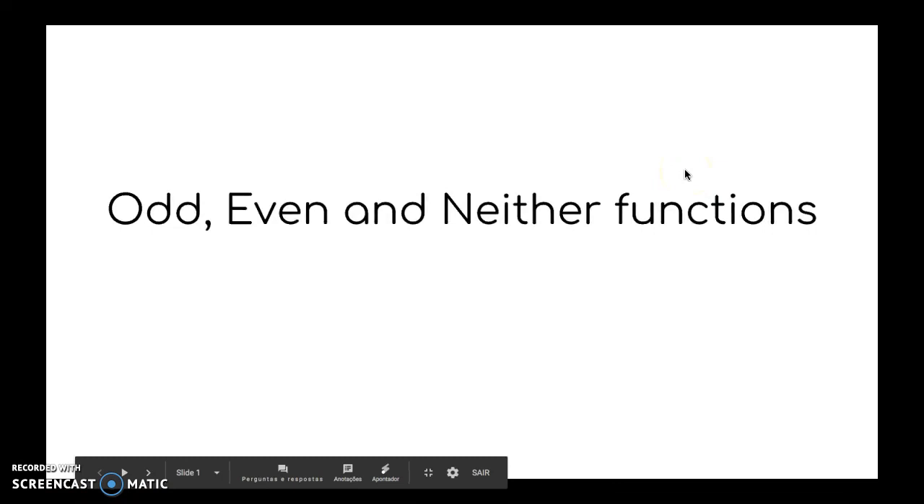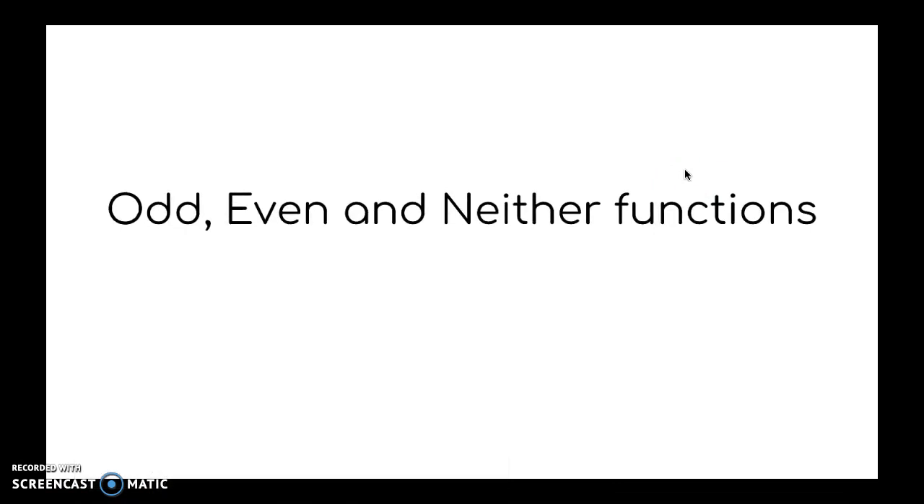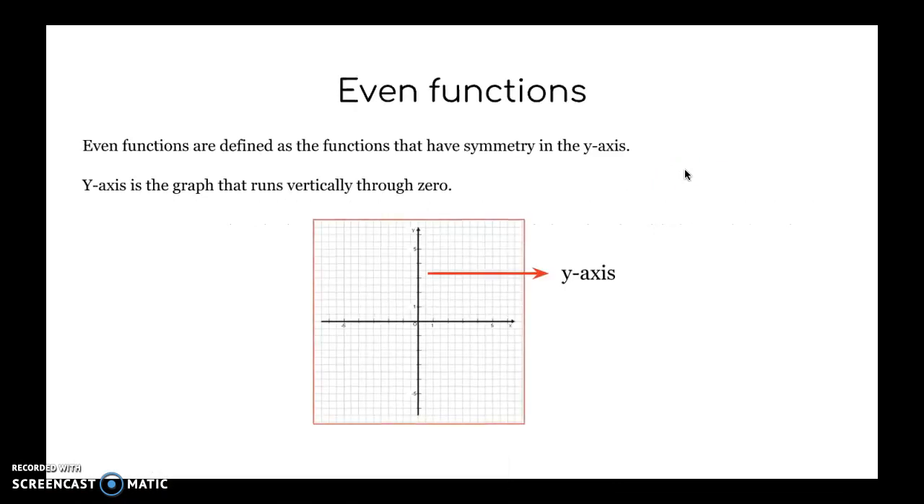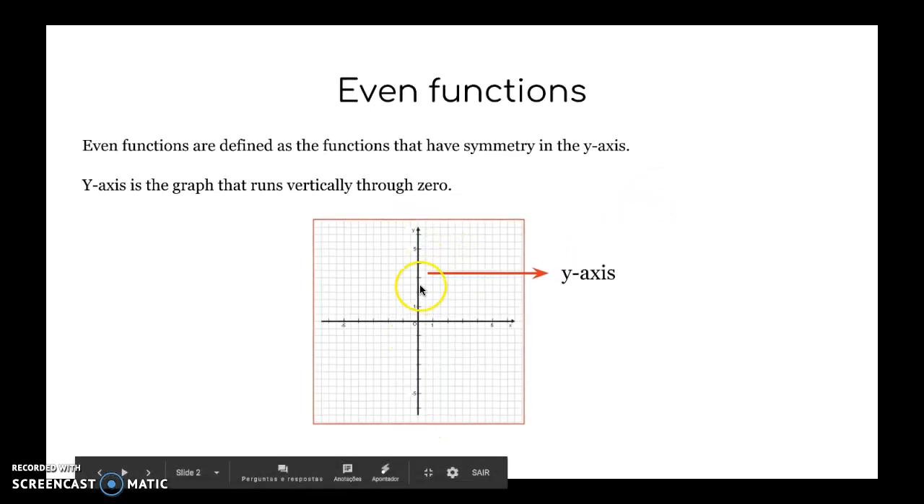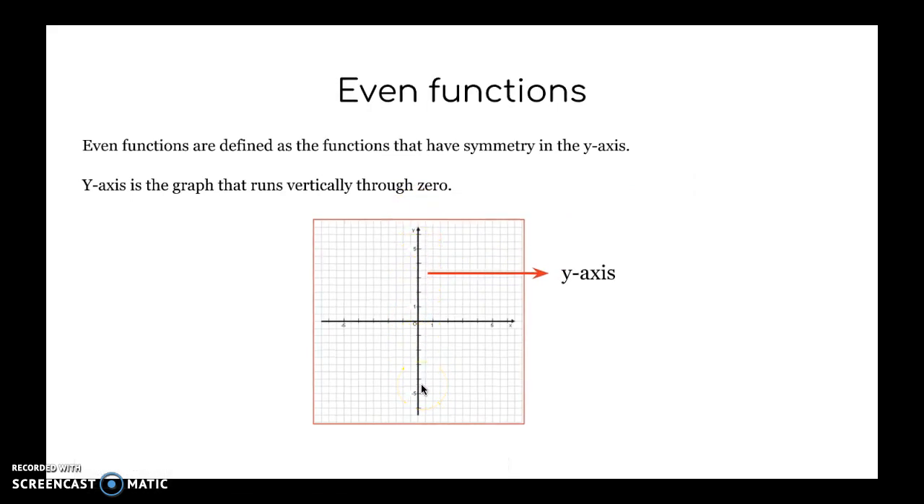Today I'm gonna talk about odd, even, and neither functions. So even functions. Even functions are defined as the functions that have symmetry in the y-axis. The y-axis is the graph that runs vertically through 0. So this line over here in the graph is what we call the y-axis. And it's this line that's going to be the symmetry in the functions that we call even.